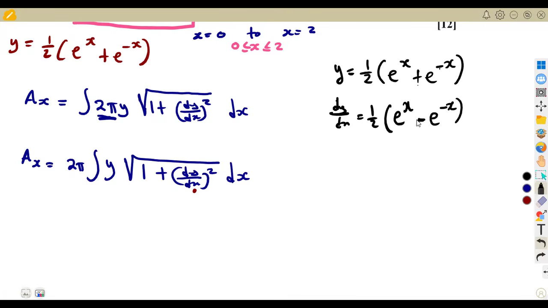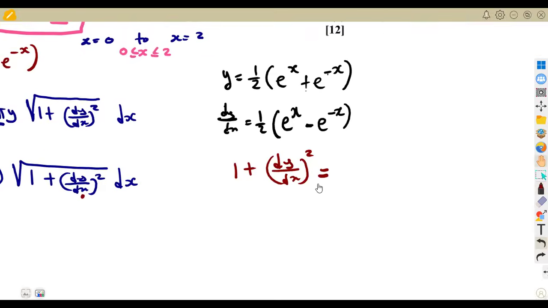So this will change to a minus. But there we have to simplify on this formula. We have to simplify 1 plus dy dx squared. We have to simplify this. So what is the one that we'll get?